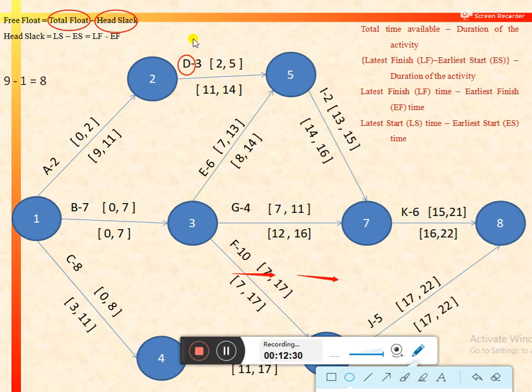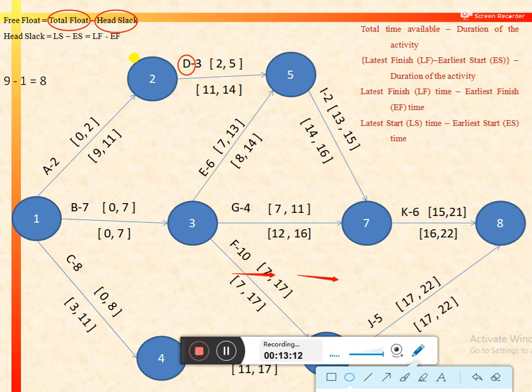So the value of head slack is 1, and the value of total float for activity D that we have calculated in the earlier case is equal to 9 days. So the difference of total float and head slack would be equal to 9 minus 1, that is 8. So the free float available with activity D is equal to 8 days. So if we delay activity D by 8 days, even in that case we are not affecting activity I, or we are not affecting the earliest start of activity I.